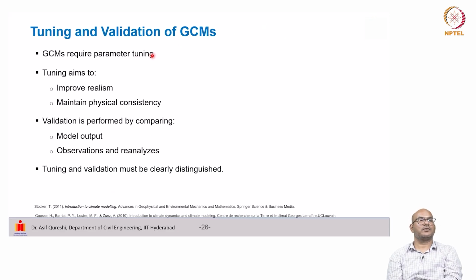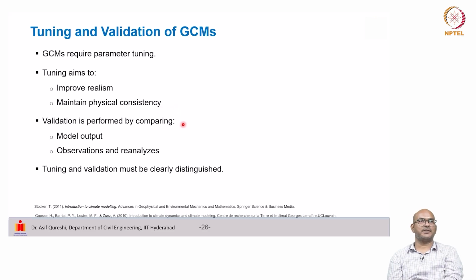GCMs often require parameter tuning. The aim of the tuning is to improve the realism of GCMs, so that what they are predicting is close to reality or represents reality better, and to maintain physical consistency. We cannot have negative flows, for example. Maybe this is an extreme example, but the physical consistency should be maintained. So, tuning can help to improve the realism and the physical consistency of the model.